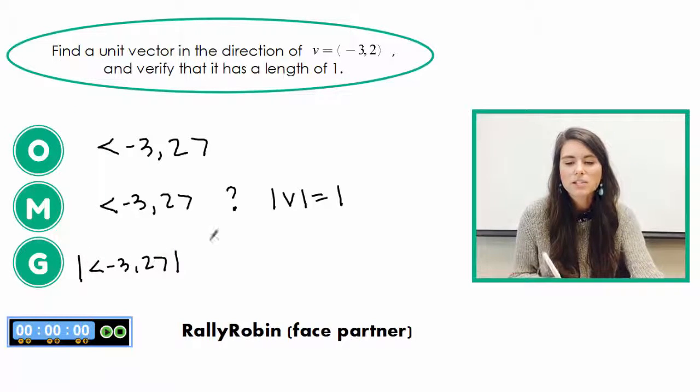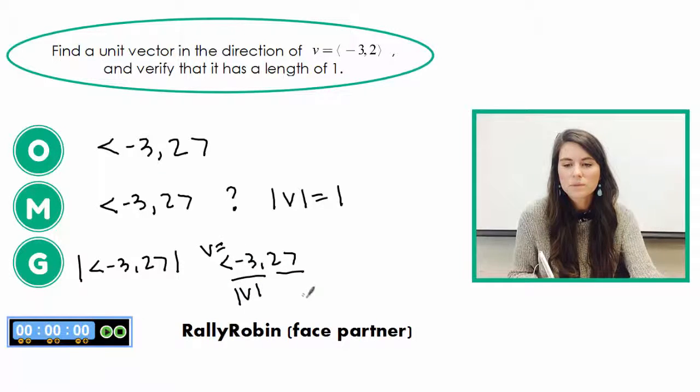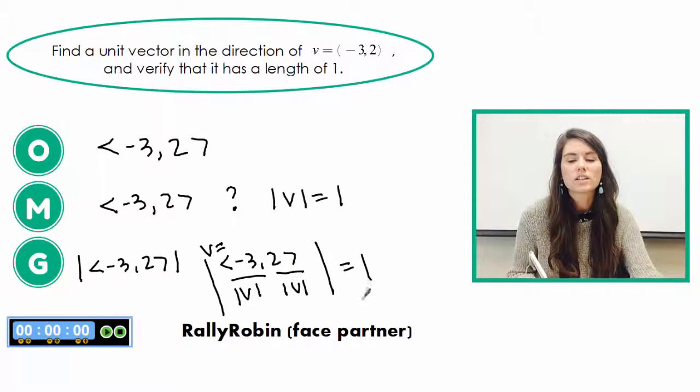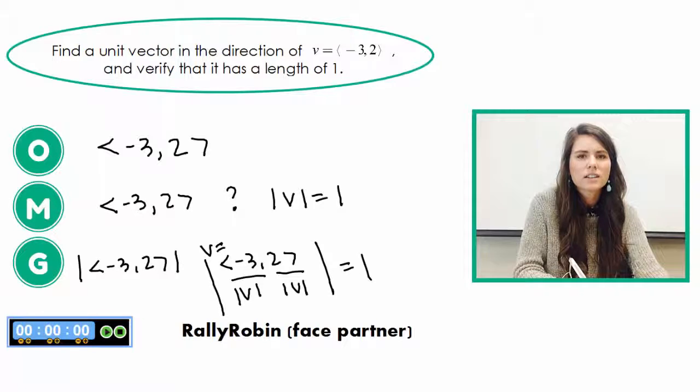Then I'm going to take -3, 2 and divide it by its magnitude. Remember, the vector -3, 2 is also v. So I'm going to divide each piece by its magnitude, and that's going to be my unit vector. And then I'm going to find the magnitude of this whole thing to show that it's 1. It's kind of a lot to look at at once, but let's do it in pieces.